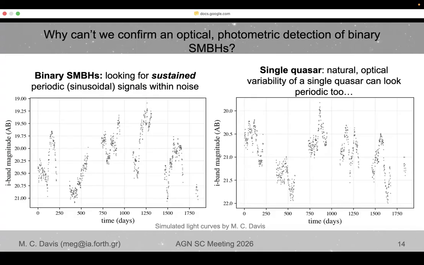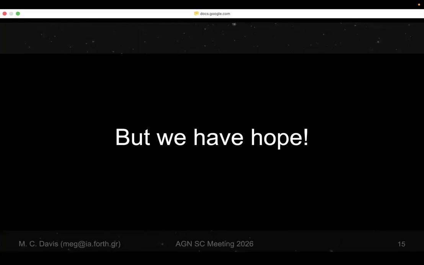Optical photometric detections are also going to need multi-wavelength and multi-messenger confirmation, in my opinion, for full confirmation of all those candidates. And all of those wavebands and multi-messenger detections also have their own contamination and other ways to mistake something for a binary when they're defined. Nonetheless, I still have hope that we're going to confirm a binary supermassive black hole. Hopefully in my lifetime. That'd be cool.